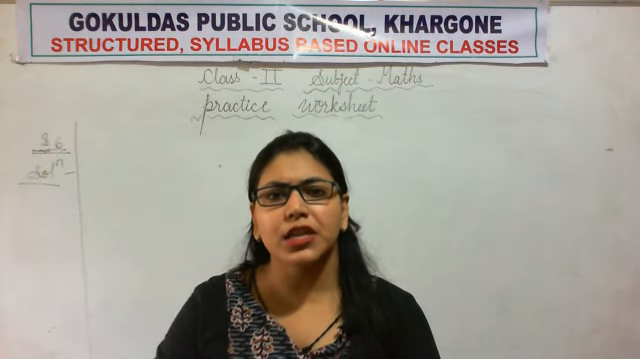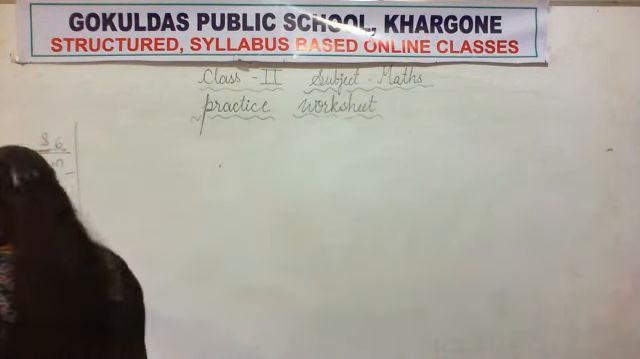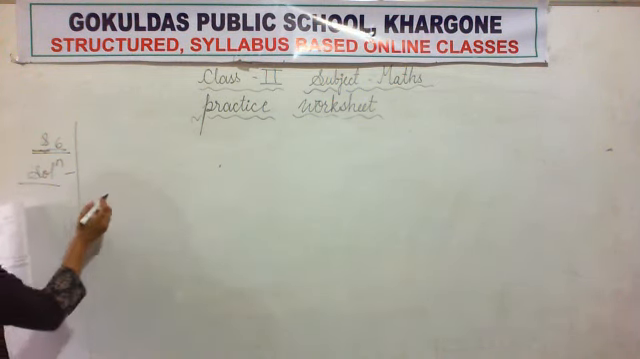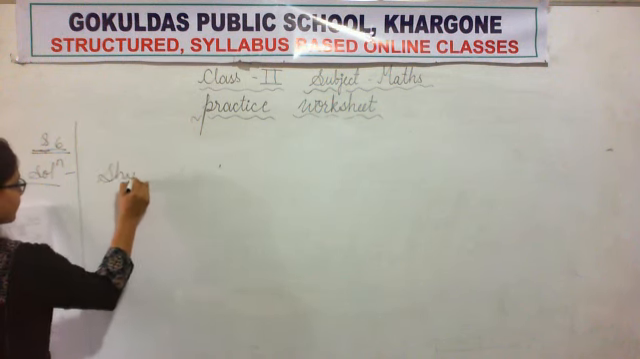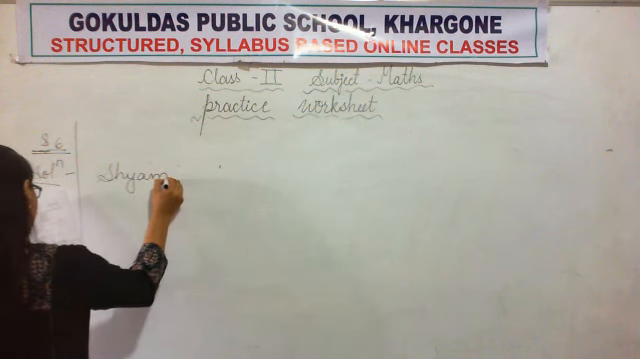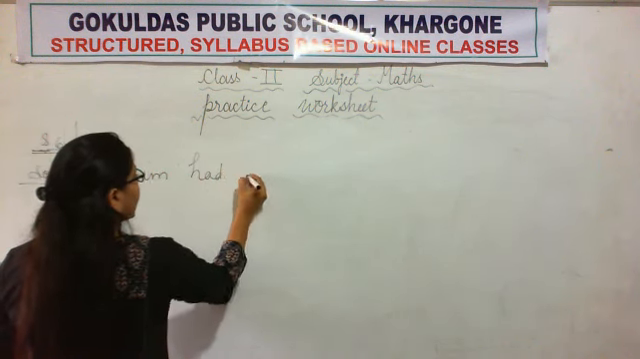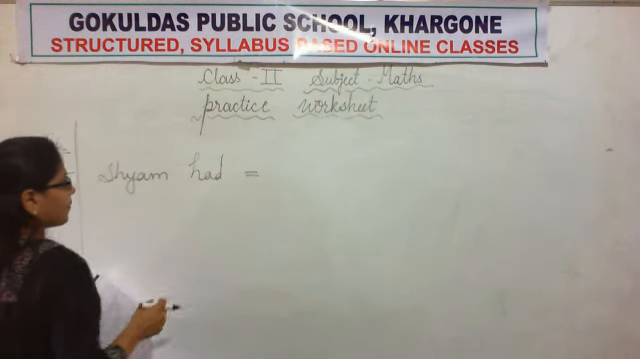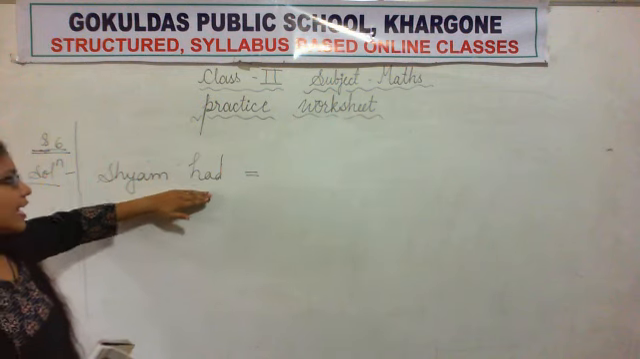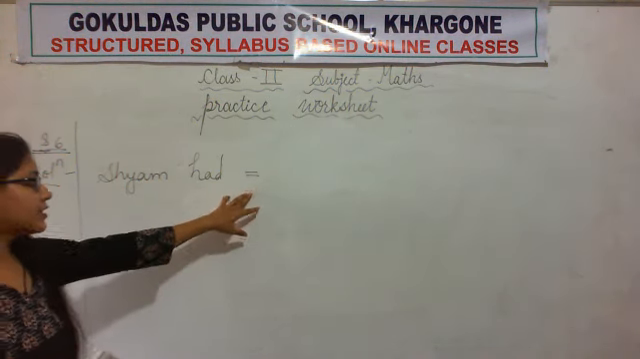We will write the information whatever is given by the question. So first of all, information is given about Shyam. So we will write, Shyam had how many trees? Now we will put equals to sign, after writing about the first person.